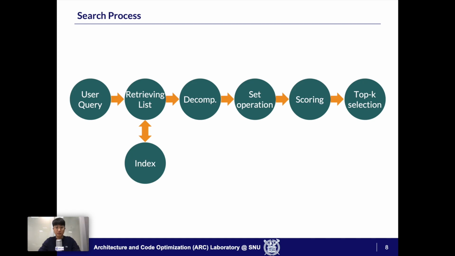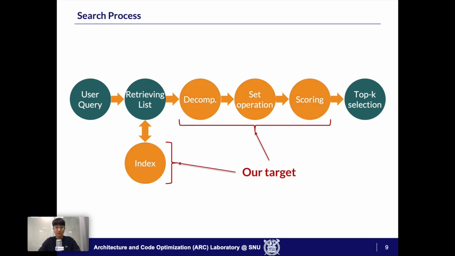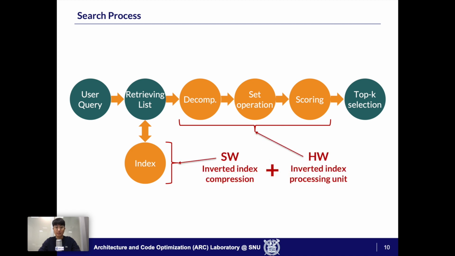The search process consists of 5 steps. Our target is the compression in the indexing scheme and other key operations. To achieve both low latency and high throughput for key operations, we co-design the software indexing scheme and hardware accelerator. From now on, I will describe the software compression scheme first.